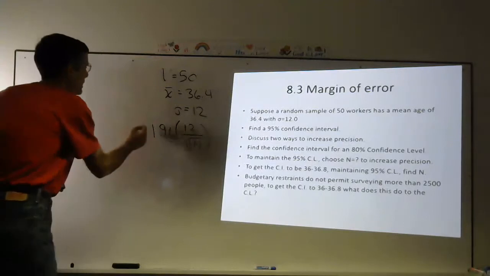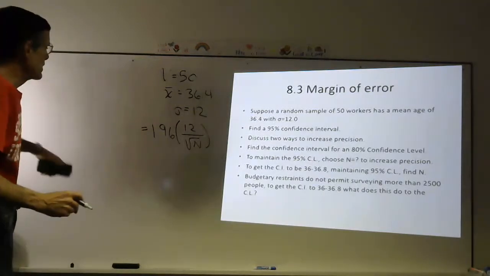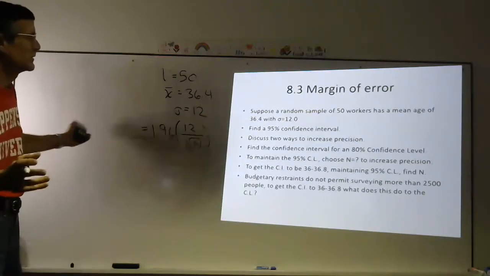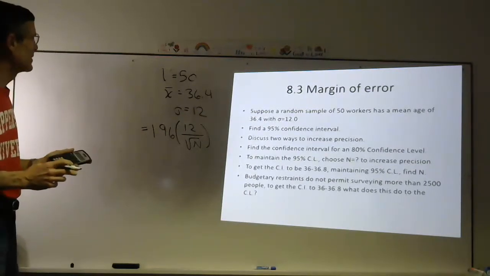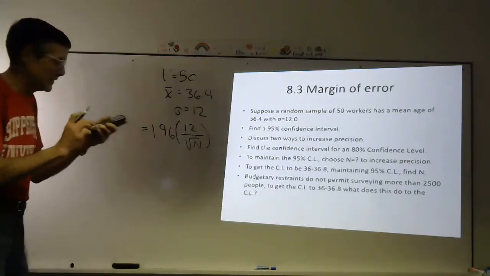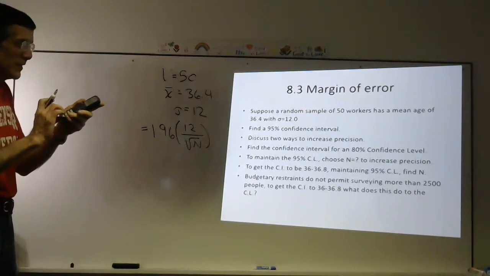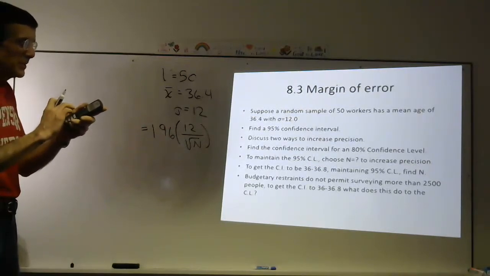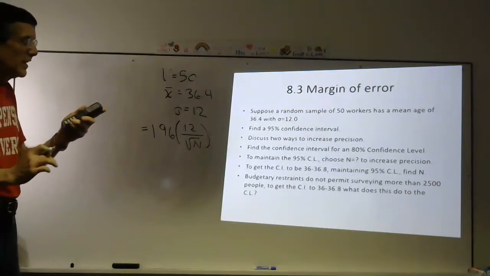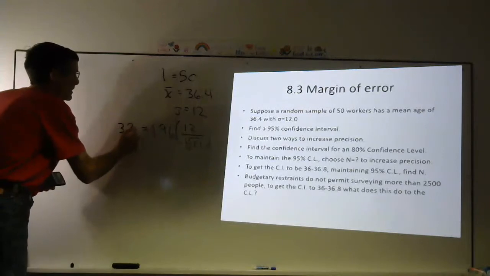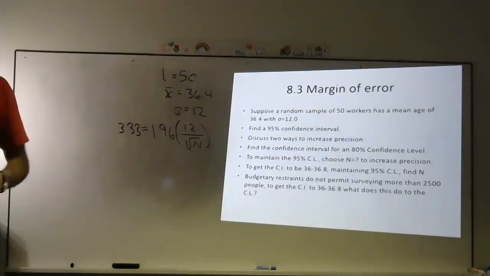Okay? And I just erased it all, and now I'm gonna have to redo it to remember my numbers. Okay, so this was 1.96 times 12 over root 50, so sorry about that. So I've got 1.96 times 12 divided by the square root of 50. Oh yes, 3.33. The 3.33 is what we're going to add and subtract to get the 95% confidence level.